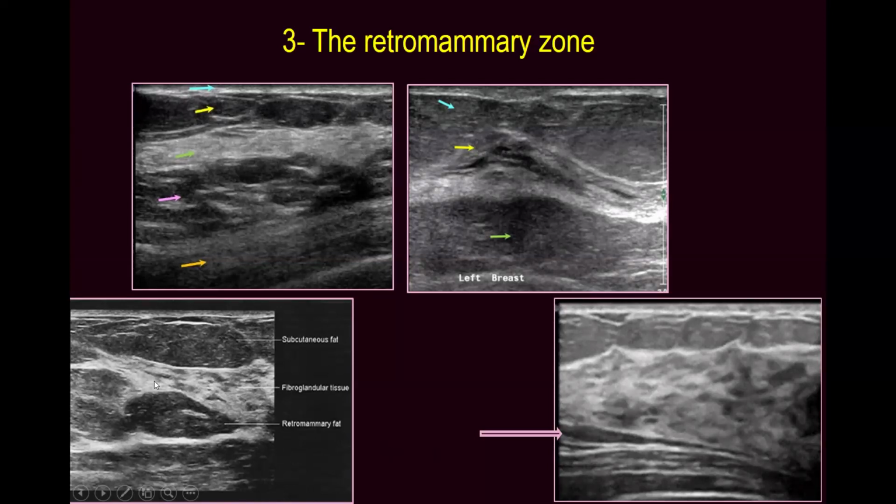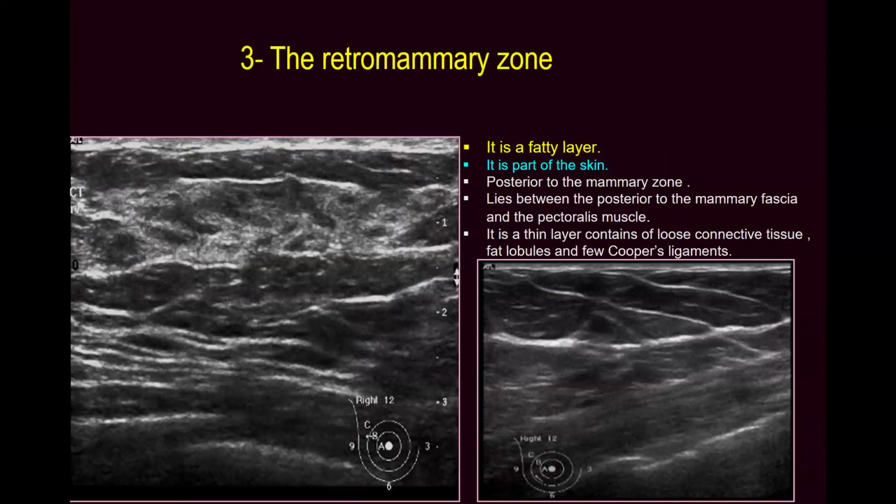And here, as we have mentioned before, the mammary zones can be wavy, anteriorly or even posteriorly. And here you can see, this is the pre-mammary and this is the retro-mammary. A fat lobule posterior to the mammary zone represents retromammary. This is the pectoralis muscle, and all this thickness of fatty layer here represents the retromammary zone.